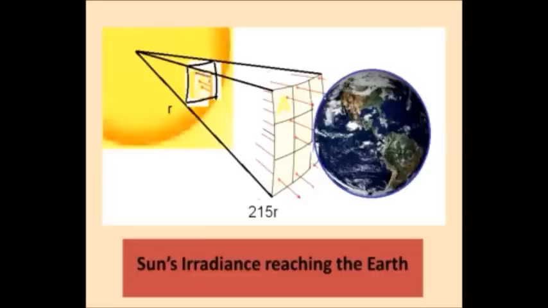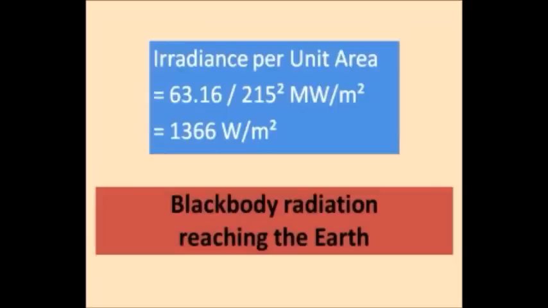The Earth is a distance of approximately 215 sun radii away from the centre of the sun. Blackbody radiation emitted by the sun, as we calculated before, was 63 megawatts per metre squared. Attenuating this by the square of the distance, 215 squared, gives 1,366 watts per square metre reaching the Earth.